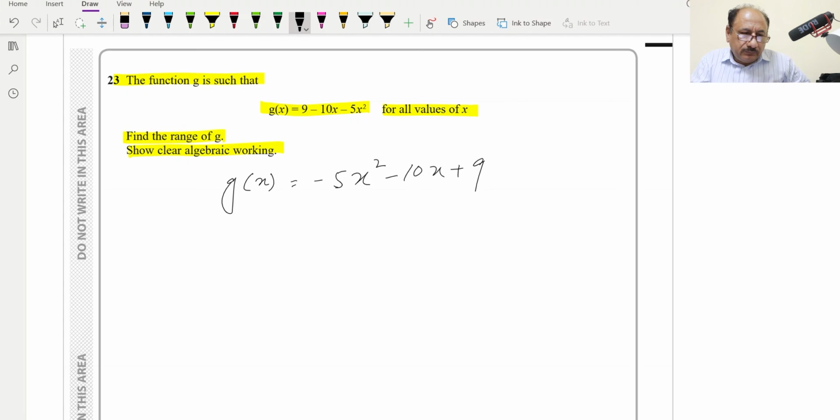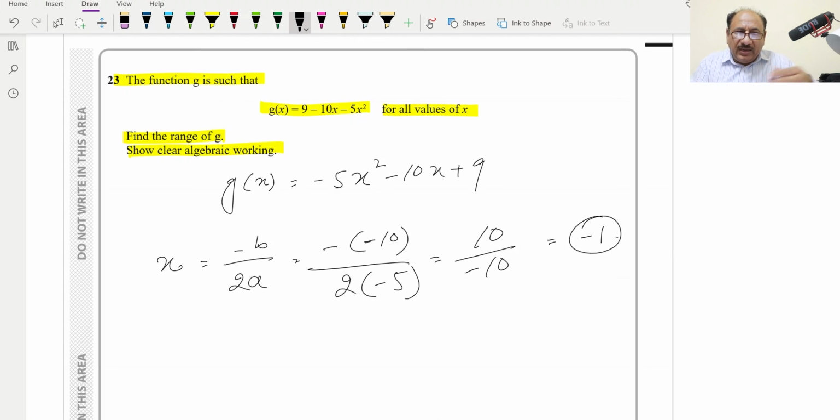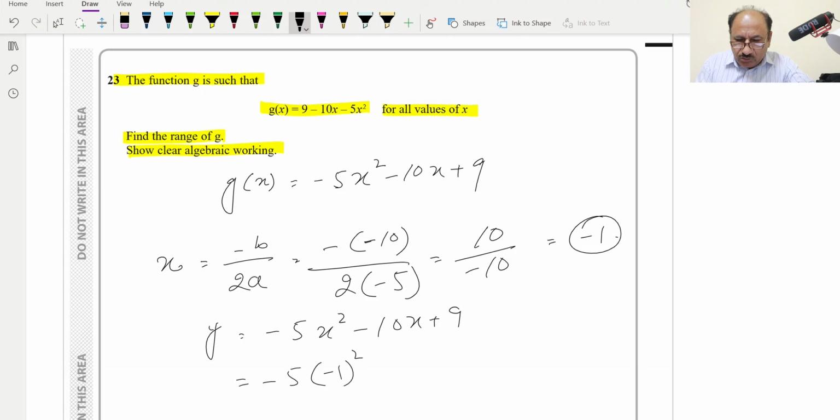find the x value first for the range. The x value will be by formula minus b over 2a, and b is this one, so minus b will be plus 10, or we can write minus into minus 10, minus b over 2 into a will be minus 5, so we can write minus 5 over here, and this will be equal to 10 over minus 10, which will be equal to minus 1, and this value we will be replacing in y, and y is what? y is equal to minus 5x squared plus 10x plus 9.